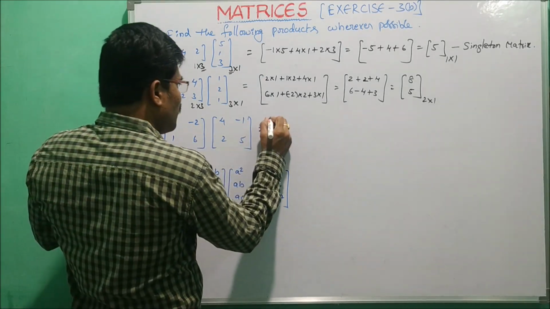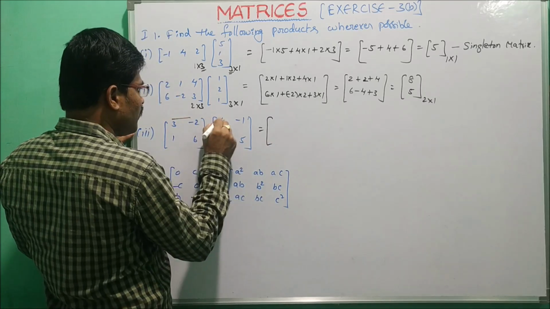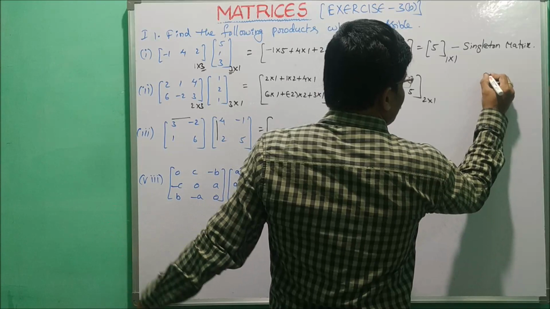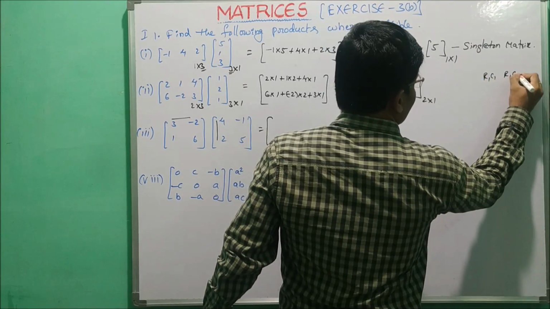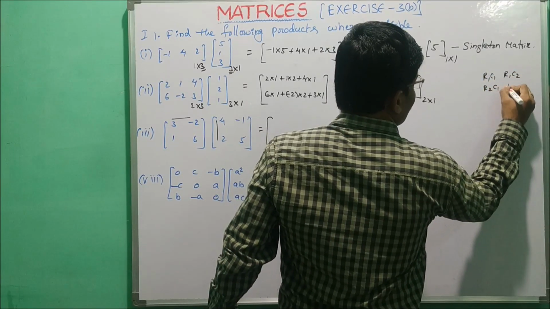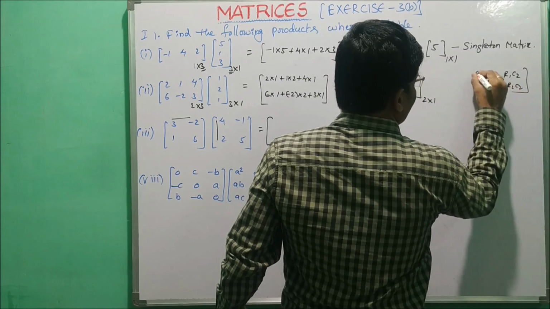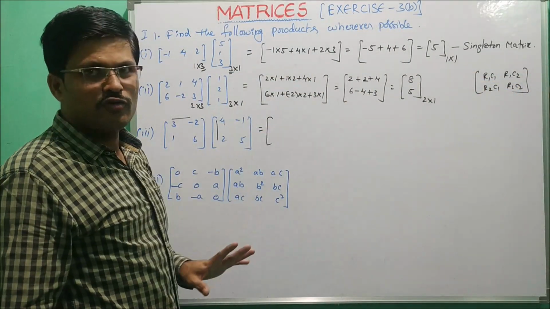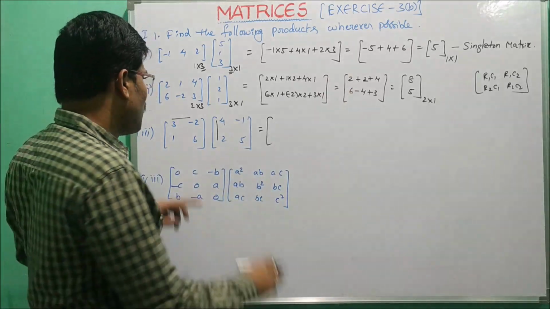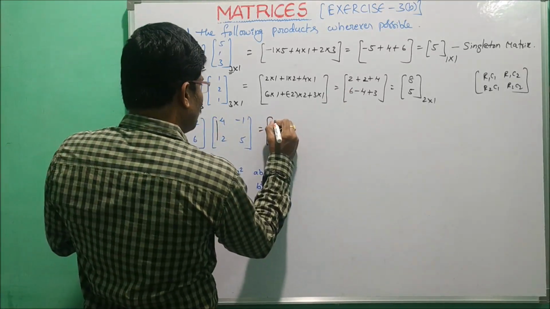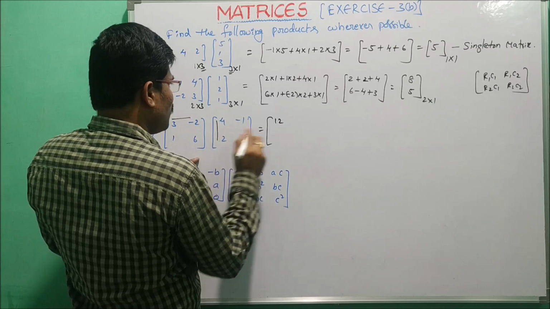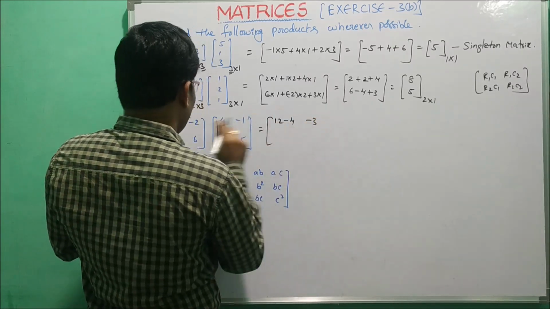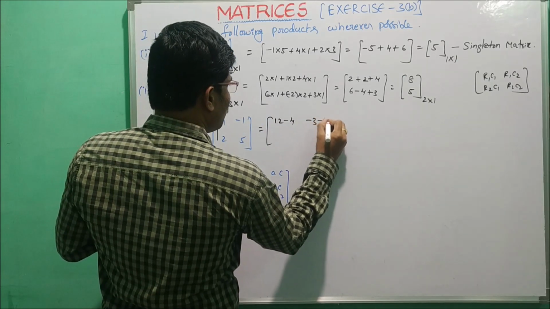The third one is, here directly we have to take first row, first column, first row, second column. Now we have to follow the procedure R1C1, R1C2, R2C1, R2C2. This is the 2 by 2 matrix. Our resultant matrix is of order 2 by 2. Now using that procedure R1C1, 3 into 4 that is 12, minus 3 into 2 minus 6, 3 into minus 1 minus 3, minus 2 into 5 minus 10.